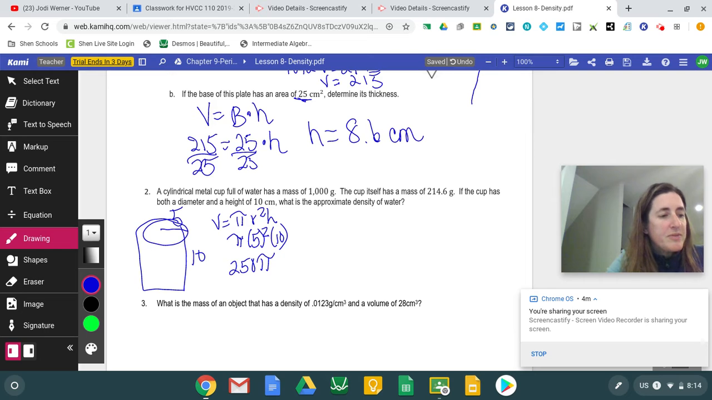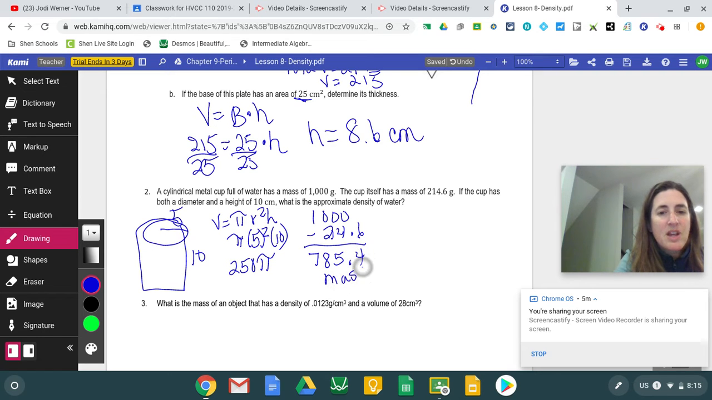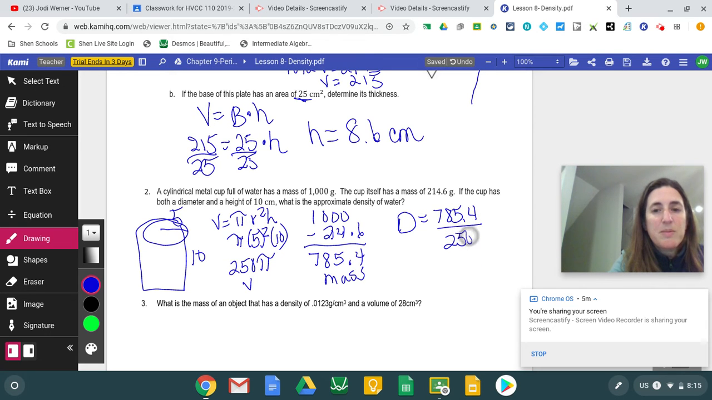Okay, now the full metal cup of water has a mass of 1,000 grams, but the actual cup itself has a mass of 214.6. So I really need to take that out of there so that the actual mass is 785.4. So now I have mass and I have volume, so I can figure out density. So I'm going to go density equals 785.4, and I'm going to divide that by 250 pi.